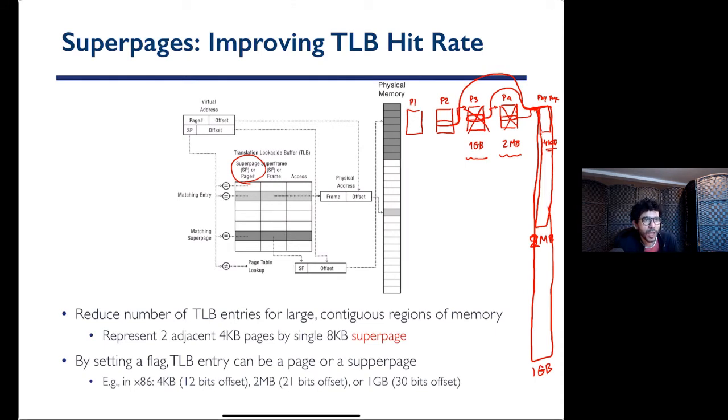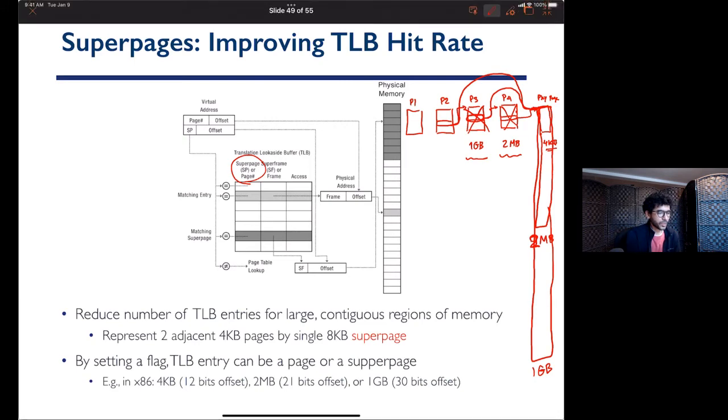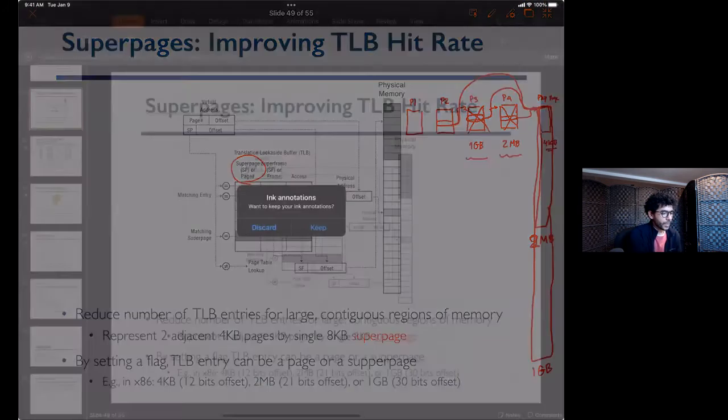I got a question. How did you 1 gigabyte and 2 megabyte? What is that question? I don't even get the question. How did you 1 gigabyte and 2 megabyte? If the question is how did we get to these numbers, so we discussed them.